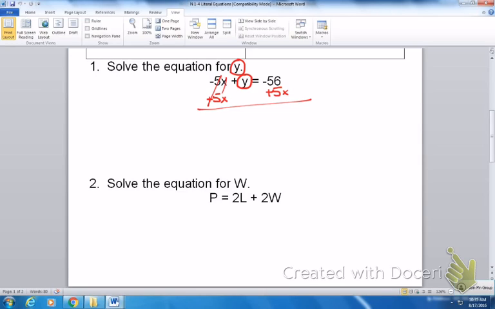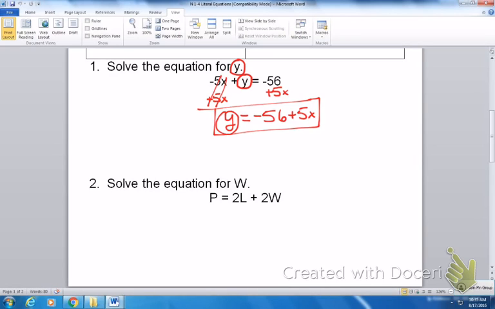Well, the negative 5x plus 5x cancels and leaves me just y. So this is the only step we have to do. I have negative 56 plus 5x. Well, they won't mesh together, so I'm just going to say negative 56 plus 5x. And guys, y is all by itself. You're finished. So some of these will be very quick and easy. Just remember the steps that we used when there were actually numbers.